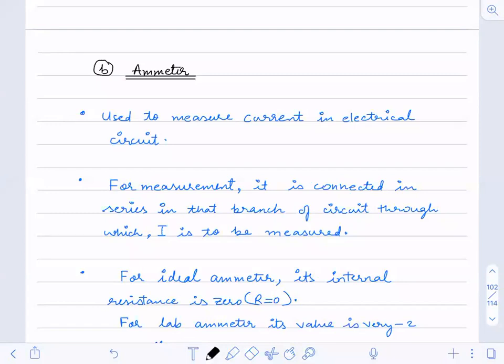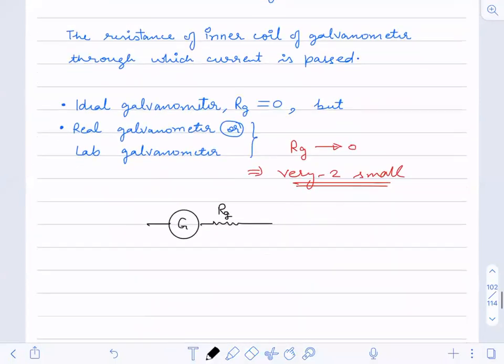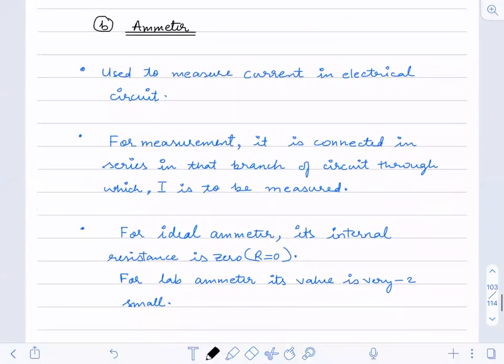Now for measurement it is connected in series. That is why I have already shown you. In the previous galvanometer example, when I was explaining just now, I showed you that because you have to measure the current of that branch, we have to connect it in series only. You cannot connect it in parallel and get the value of current.